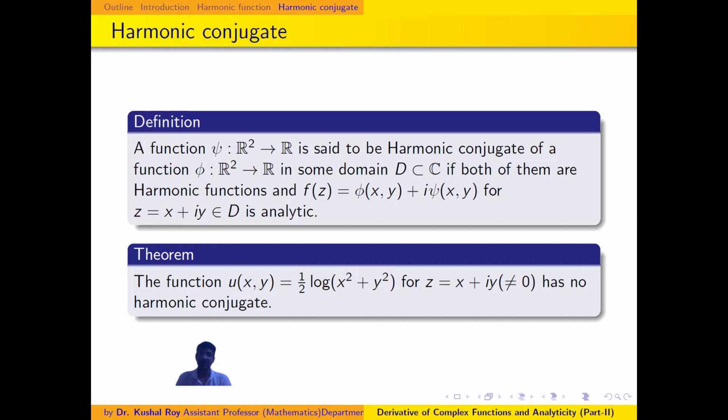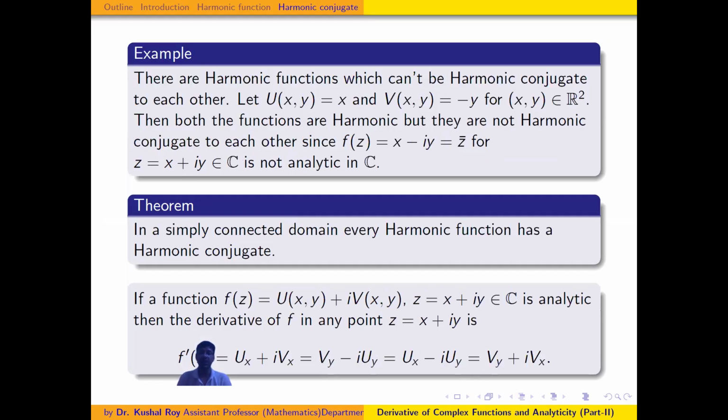Now, the necessary condition for u plus iv to be analytic is that u and v are harmonic conjugates of each other, and also they are satisfying Cauchy-Riemann equations, and they are harmonic functions. So now, actually, what happens here? We can't have any function v which is satisfying Cauchy-Riemann equations with u, and therefore u has no harmonic conjugate.